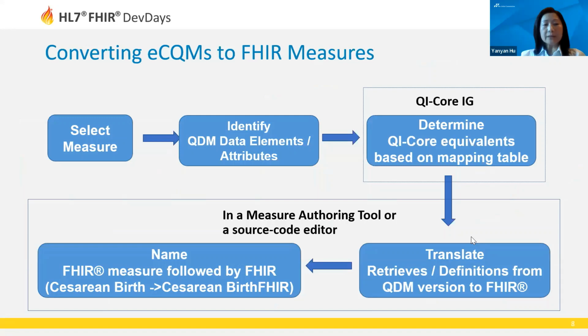How do we convert an eCQM to a FHIR measure? Here is the overview of the process. So first, select the QDM version of the eCQM and identify the QDM data elements and attributes from the measure specification. Then we reference the mapping table in the QI Core IG to find the QI Core equivalents, and translate the retrievers and the definitions from the QDM version to the FHIR version in the measure authoring tool. Lastly, we name the FHIR measure to distinguish the same measure from the QDM version.